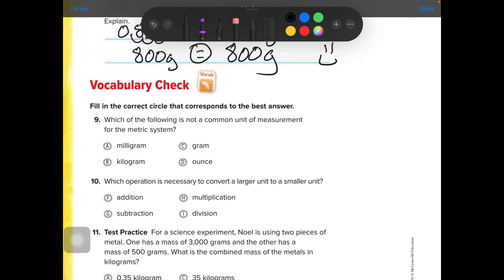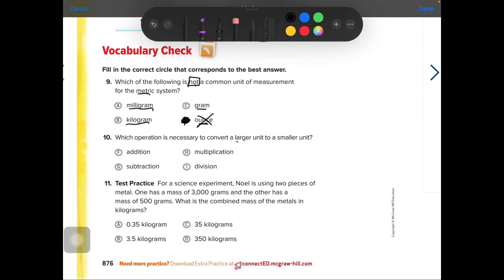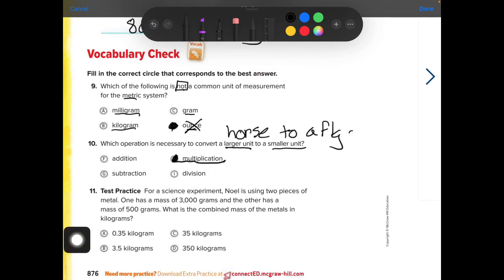Number 9, which of the following is not, that pesky little word, a common unit of measurement in the metric system? Okay. Well, we definitely have a gram, we have a milligram, and a kilogram, but an ounce is customary, so ounce does not belong. It's a customary unit. Which operation is necessary to convert a large to a small? So a horse to a fly. Horse to fly, multiply.